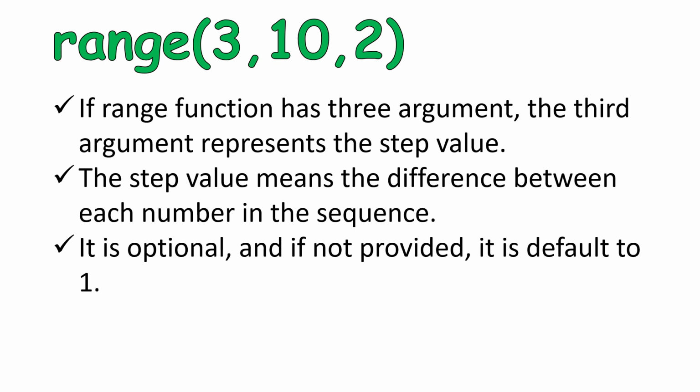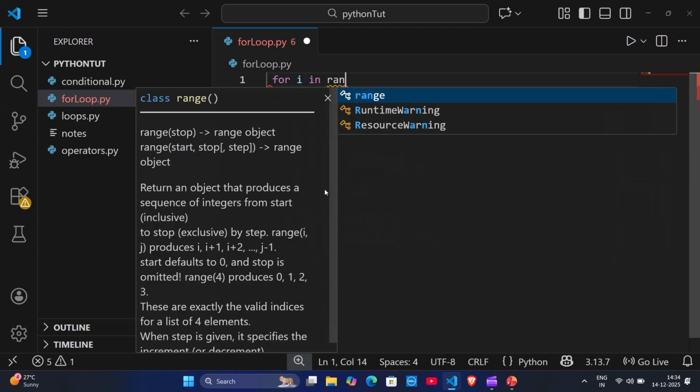Third case, if the range function has 3 arguments, the third argument represents the step value. The step value means the difference between each number in the sequence. It is optional, and if not provided, it defaults to 1. Let's understand through one example.